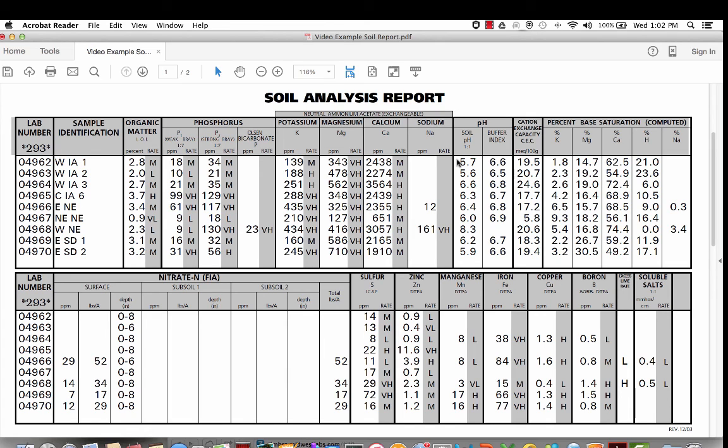So we wanted to start there, but now let's move on to phosphorus, potassium, the other cations, and we'll look at the base saturations in this video as well. So we're going to start with phosphorus.